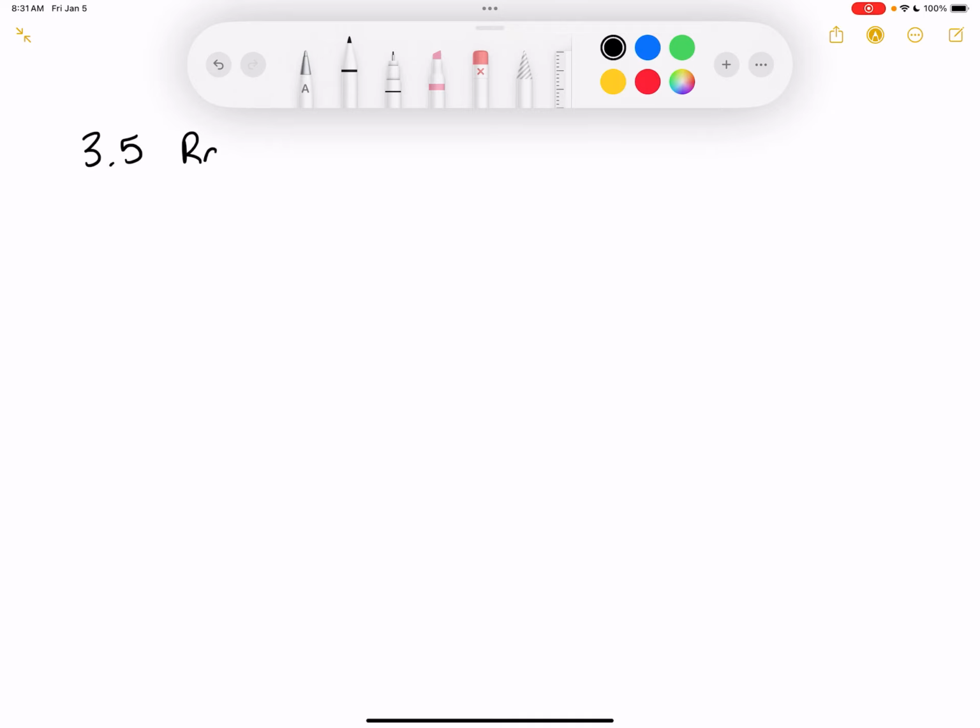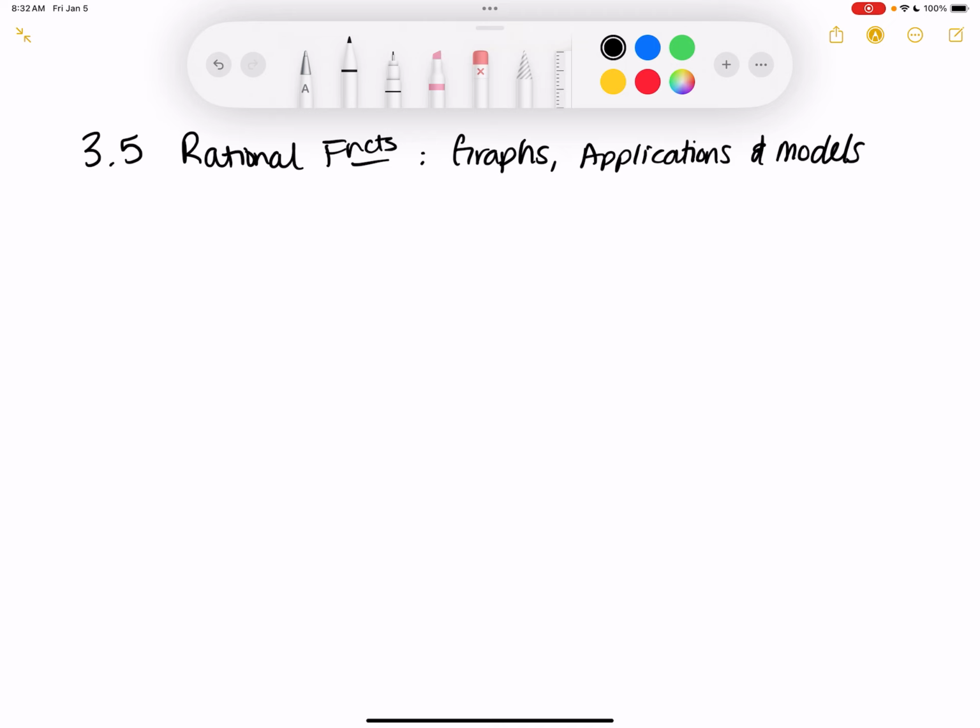3.5, rational functions, graphs, applications, and models.